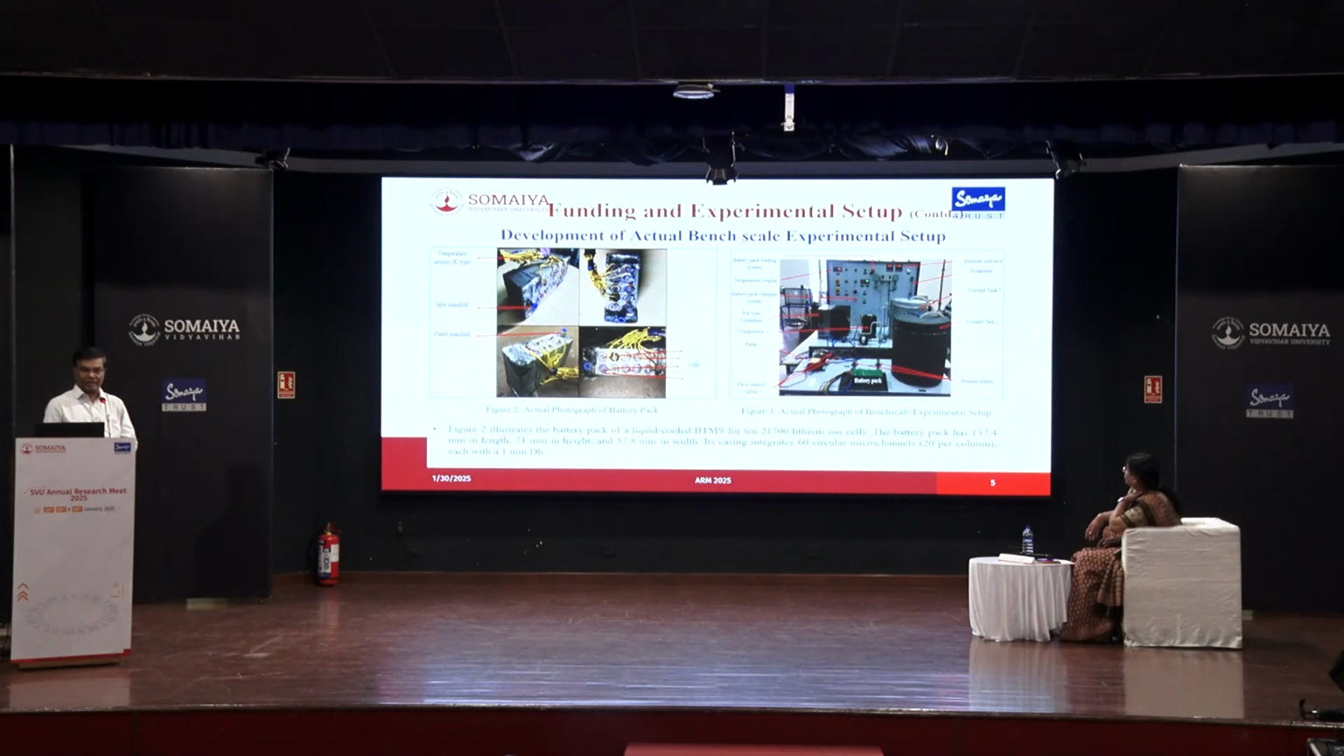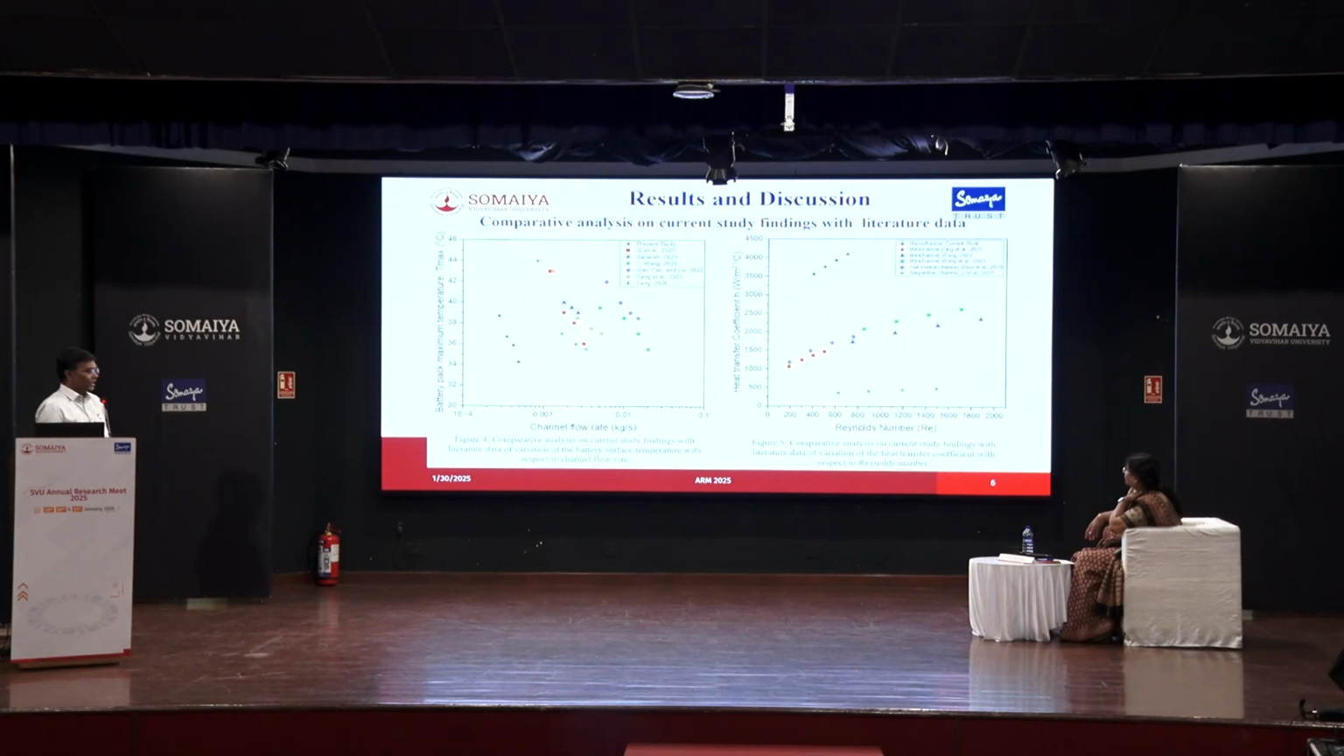The second setup is required for maintaining the coolant temperature in the range of 15 to 35 degrees, and this circuit will show us the battery as well as the battery utilization in the electric vehicle system. And these are the graphs from the experimental studies we have made.